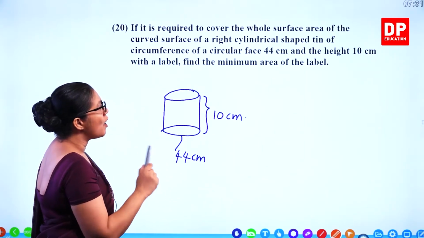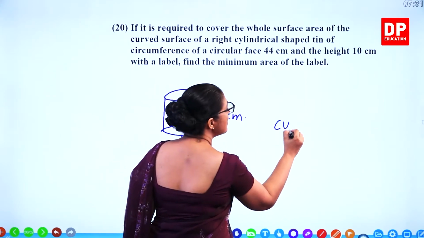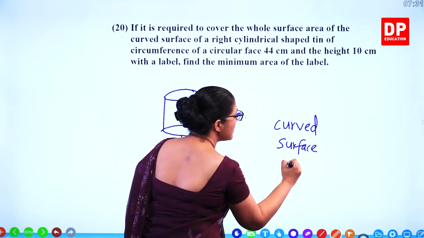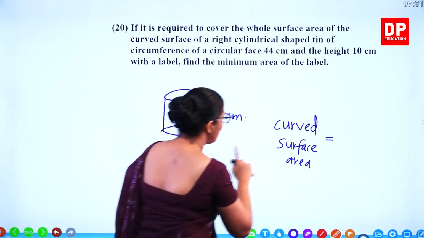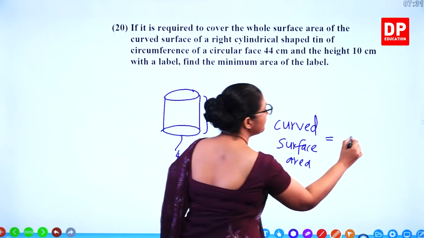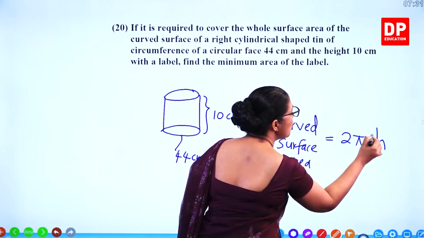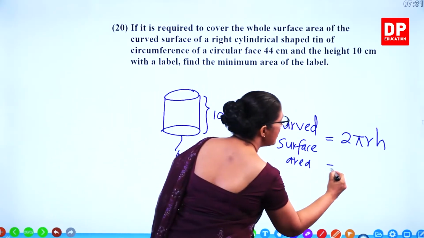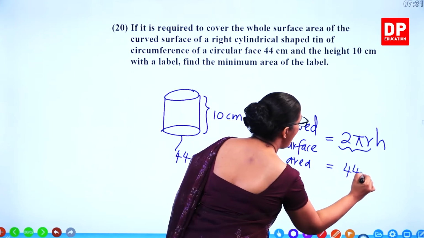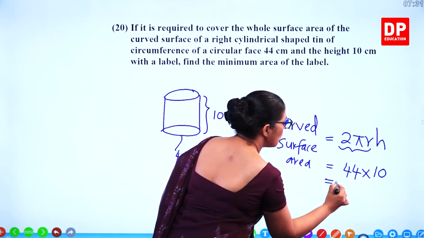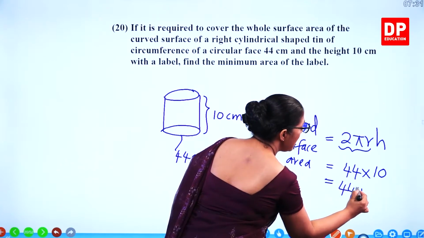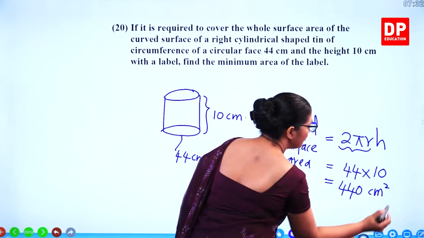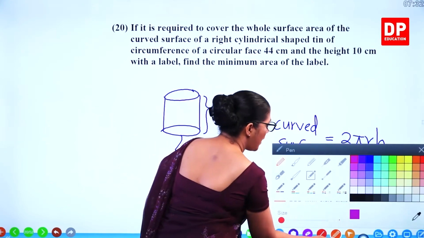So we can find the curved surface area. What's the formula? Curved surface area is equal to 2 pi r h. But we know 2 pi r means the circumference of the circle. That's already given. So this part is 44 and the height is 10. So you get 440 square centimeters. So 2 marks for that.